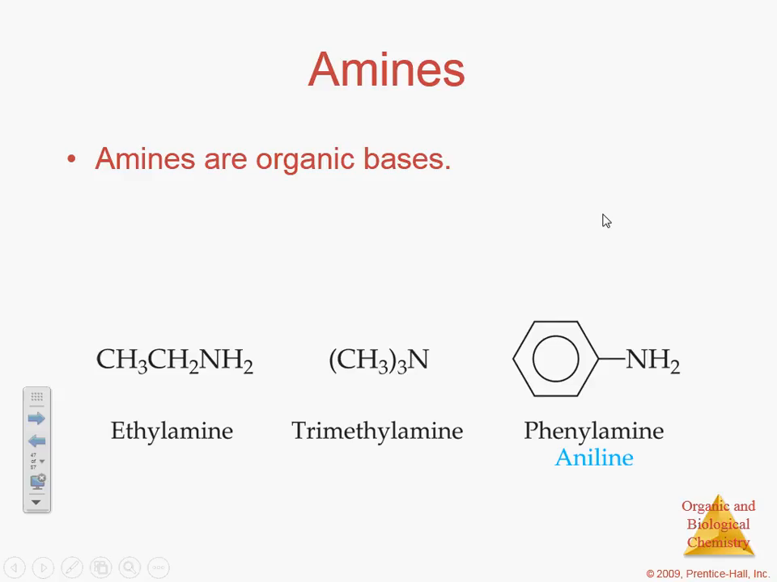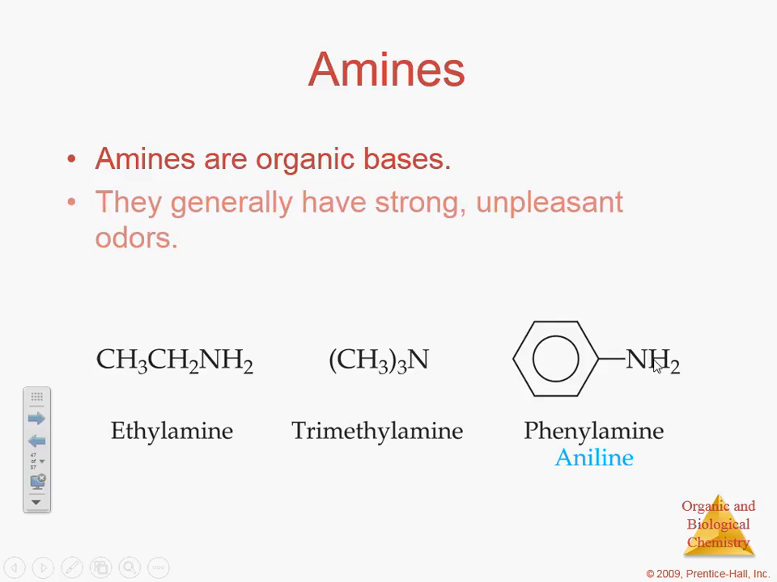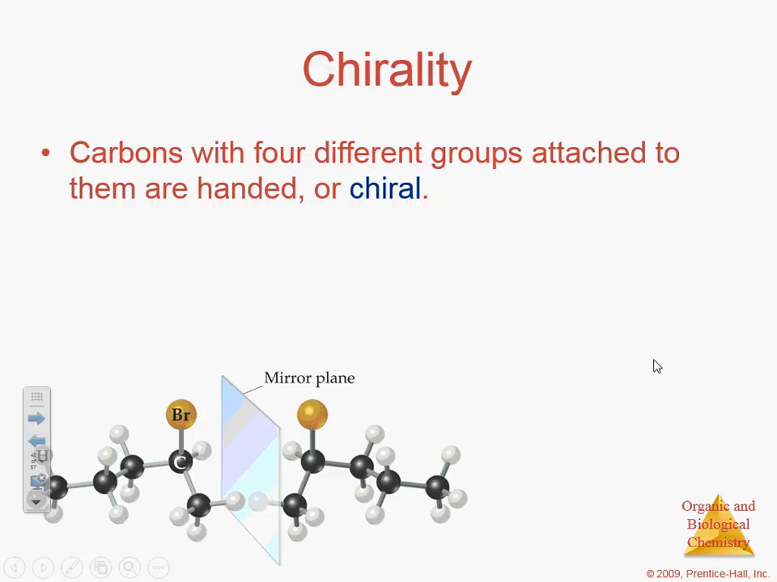And we have amines. Amines are organic bases. So you can see here 1, 2 carbons. That would be normally ethane, but we have an amine NH group on the end here, so it's ethylamine. Here we have trimethylamine because we're going to have 3 methyl groups bonded to this end. And here we have phenylamine because we have an aromatic compound, our 6-member ring, with an amine group on the end. These are generally strong, have very unpleasant odors. Isn't that the truth?